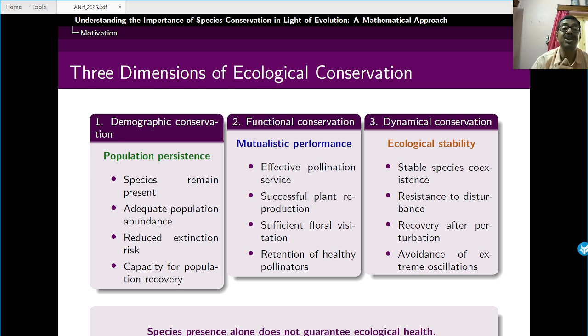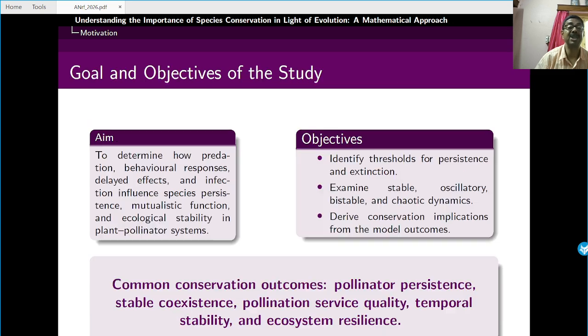There are three dimensions of ecological conservation. One is demographic conservation, which is population persistence. Functional conservation is the mutualistic performance. And another one is dynamical conservation, which is ecological stability. So, species presence alone does not guarantee ecological health. A conserved plant-pollinator system should maintain population abundance, effective pollination, and stable long-term dynamics.